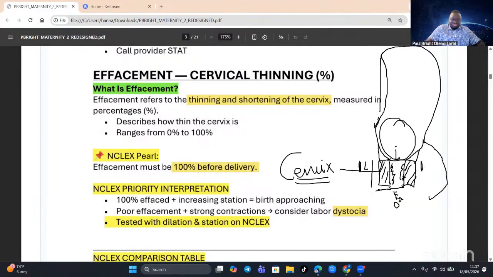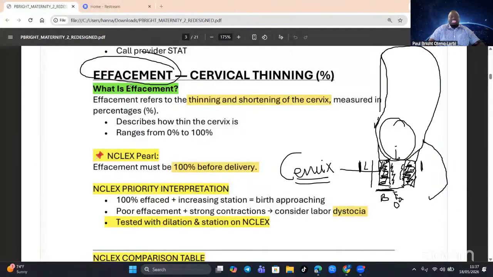But the breadth is the thickness. This place is full of muscles and blood vessels all over. What happens to the breadth? The breadth must thin; it squeezes itself and becomes light and thin. When the length of the cervix shortens and the breadth crashes and becomes so thin, in medicine we call it effacement.